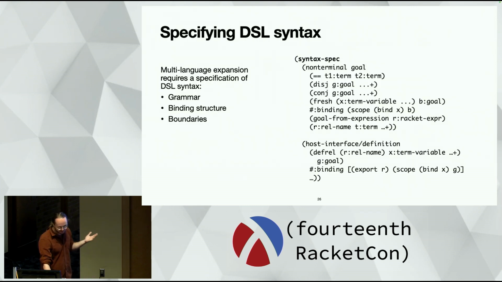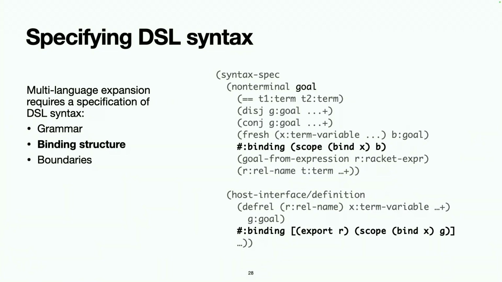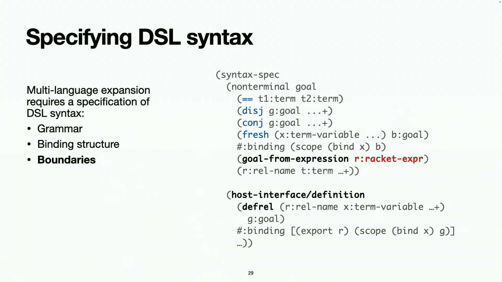So here's what a specification looks like. Three essential parts: grammar. So we're going to say, well, we have goals. We have goals that are different from expressions. There would also be terms. We're going to say something about the binding structure. So we're going to say that fresh creates a scope, binds a name, and that the body is in that scope. And this is going to let us implement macro hygiene for free, extensibility for free. And it's also going to help us mediate the interaction between languages in terms of shared variables.